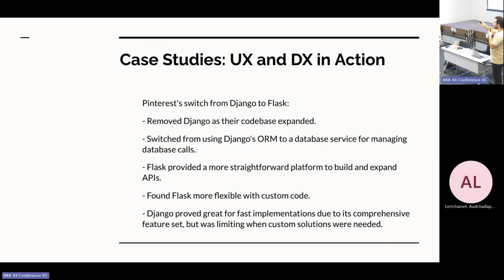Flask provided a more straightforward platform to build and expand APIs. They just like Flask. It's simpler. They wanted to define their own stuff. They found Flask to be more flexible with custom code. Django proved great for fast implementation due to its comprehensive feature set, but was limiting when custom solutions were needed. So in this case, again, Pinterest, I imagine, has a big engineering team.